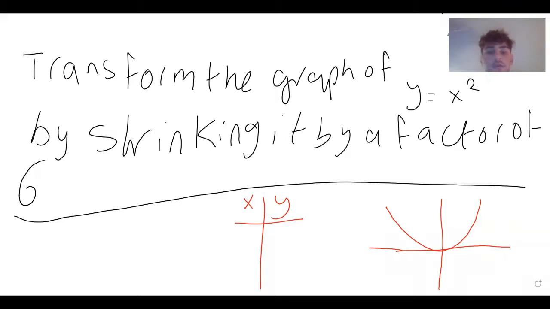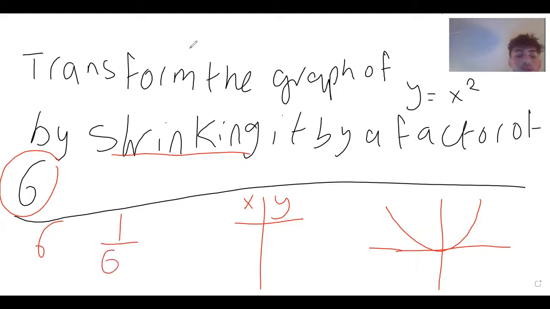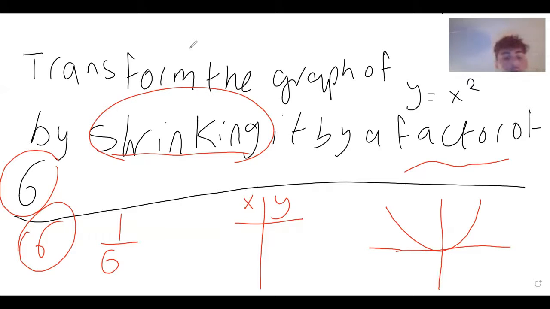All right, so now let's try solving an example where we apply what we just learned. This question says: transform the graph of y equals x squared, the parabola, by shrinking it by a factor of 6. They said the word shrinking, so I'm going to go back to my knowledge: stretching is when the coefficient is less than 1, shrinking is when the coefficient is greater than 1. So our two options are 6 or 1 over 6. Since it's shrinking, I'm going to pick the one that is greater than 1. So now I know that my equation is going to be y equals 6x squared.